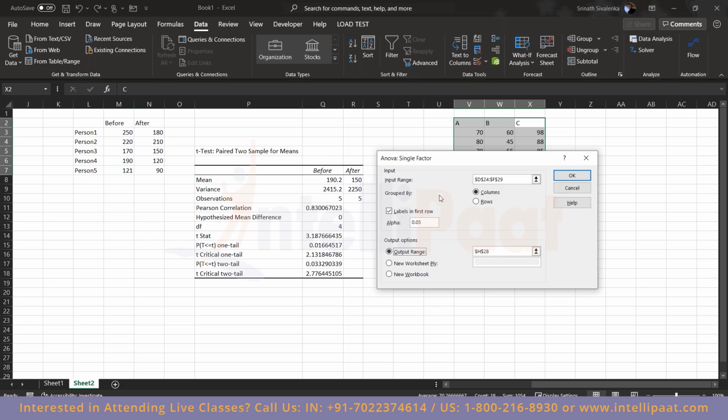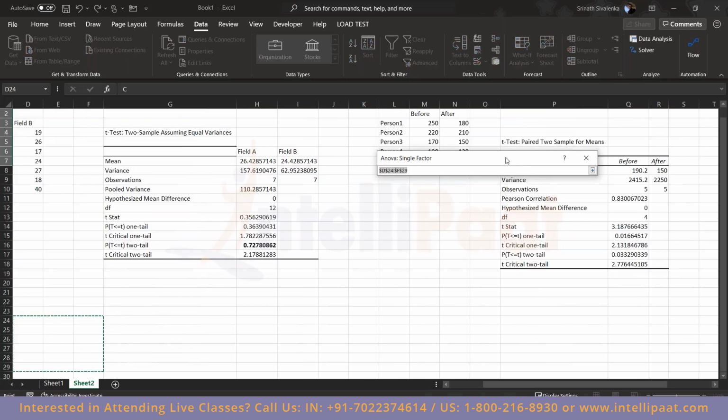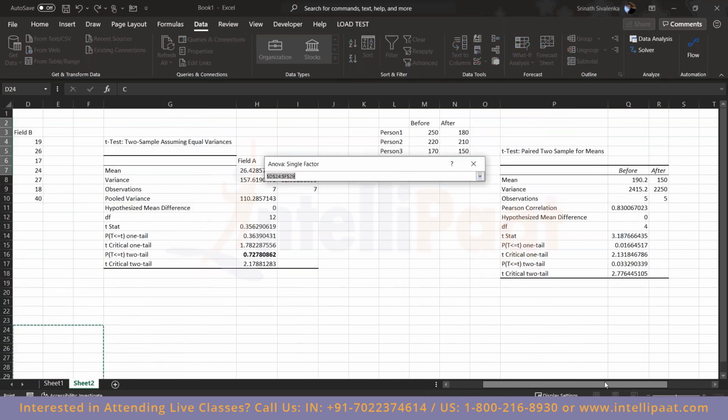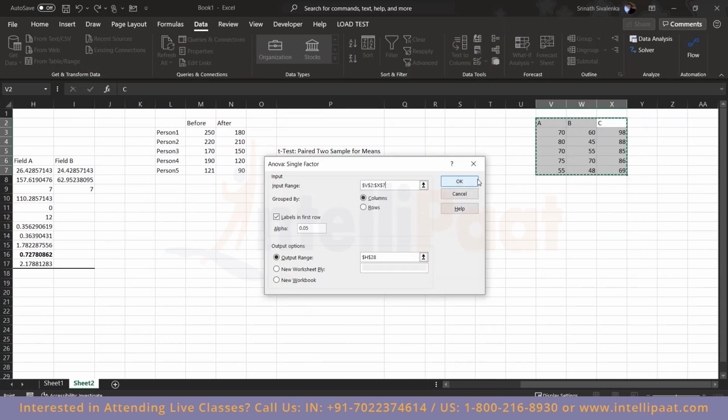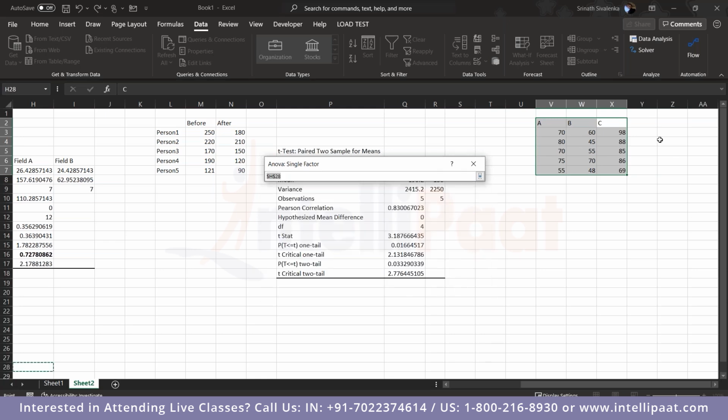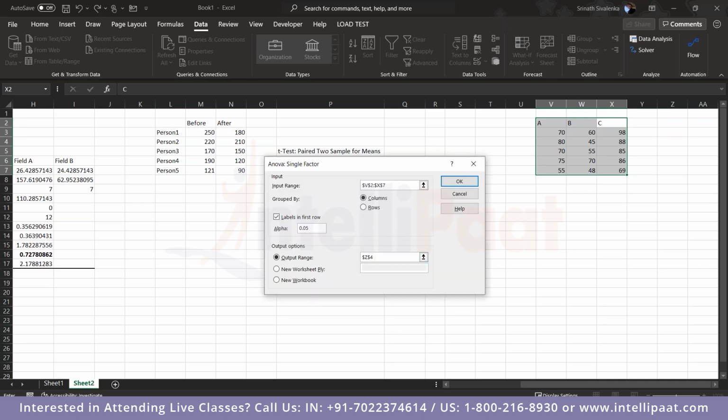So now I would be performing input range. I can select my input range over here. This is my input range, and grouped by columns, because each column is a group. If you see this one, each column is a group. And labels in the first row. Yes, there are labels in the first row. Alpha is 0.05. Output range. Let me select my output range over here. That's my output range.